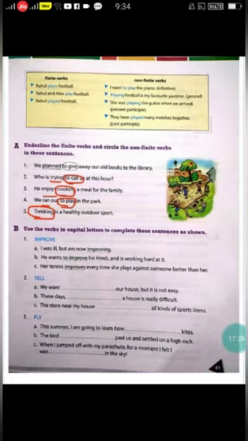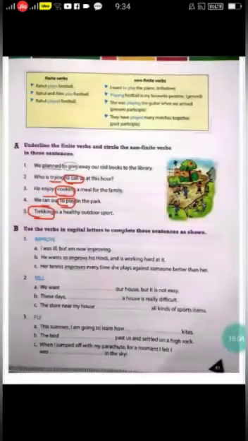Fifth one, trekking is a healthy outdoor sport. Here the word trekking, verb plus ing, is acting as a noun in the sentence. Which is good for outdoor sport? Trekking. Trekking is a healthy outdoor sport. So the word trekking will become your non-finite verb, which is a gerund.